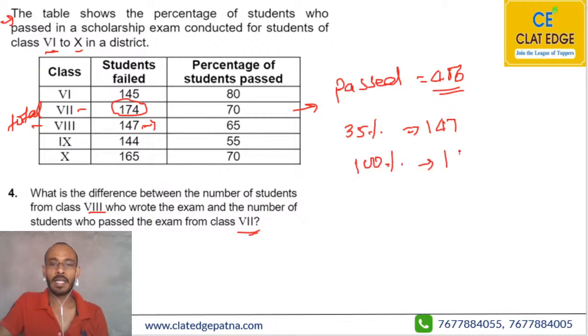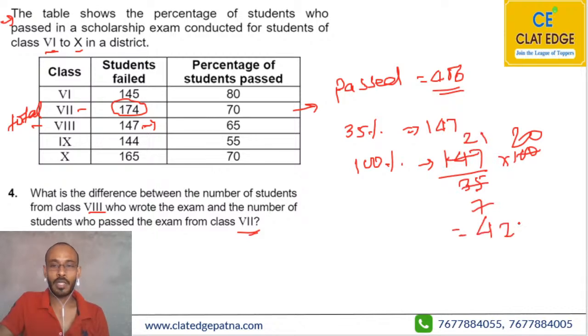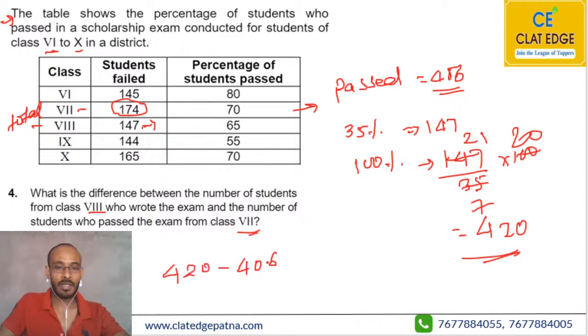How can we calculate? 147 divided by 35 into 100. That's it. 5 into 20, 7 into 7, this is 2 and 1, 21. So we can say 420 students. So the difference will be nothing but 420 minus 406, which is 14. As simple as that, guys. So here the option is not given, so we will write the answer as 14. The difference will definitely be 14.